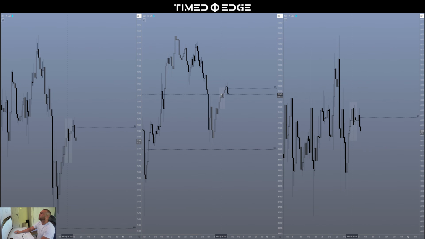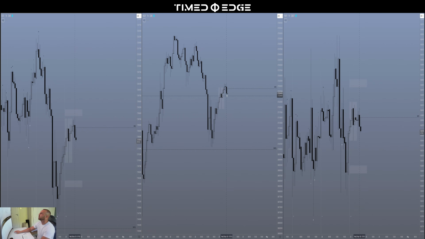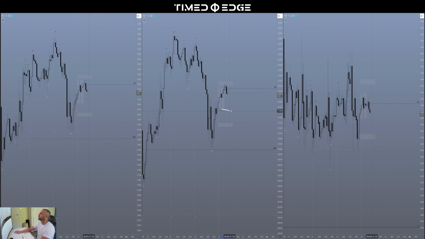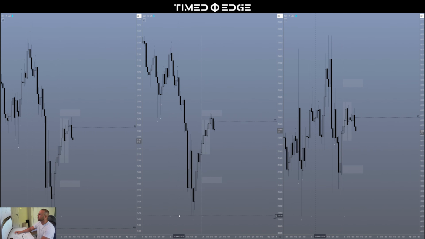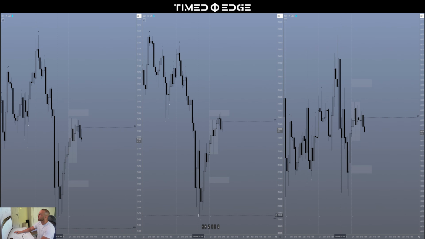This is the pullback from yesterday. So if we're gonna go down, this is our first point of target, Asia low. Probably see something in here as well. Previous day's low. On a bearish daily profile, previous day's low is going to be the target, and it's going to be the draw of liquidity for the day.